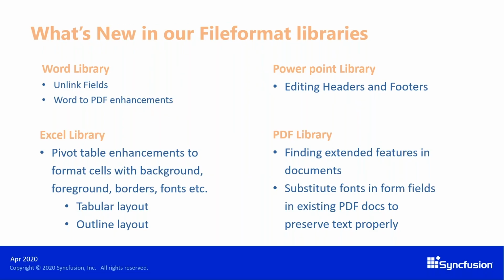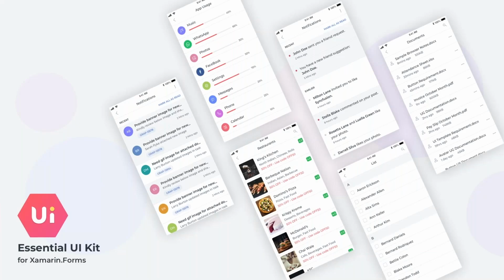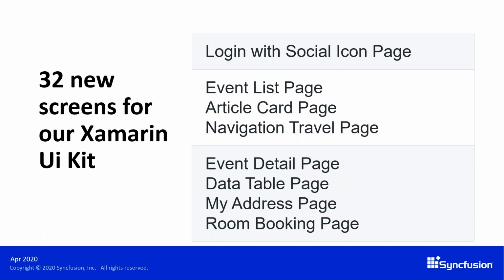So these are from our Xamarin Forms. So let's move on to our Essential UI Kit. Most of you are aware of our Essential UI Kit, which is basically the screens that we provide to kickstart your application, so that you need not start from scratch. We already had so many screens for login pages, startup pages, everything. Now we have provided 32 new screens for Xamarin UI Kit. So now we have a total of 101 screens for Xamarin UI Kit.